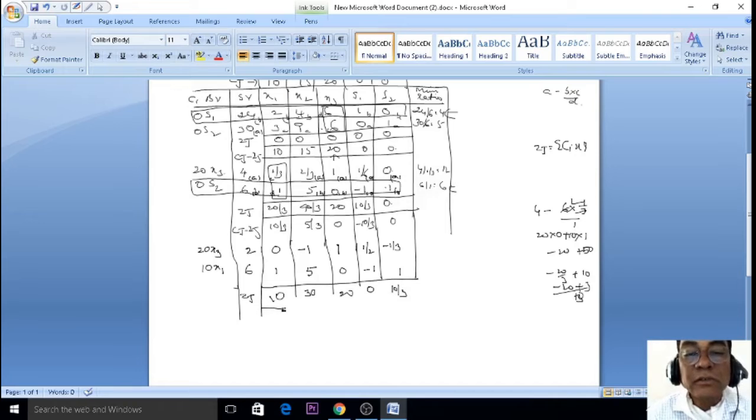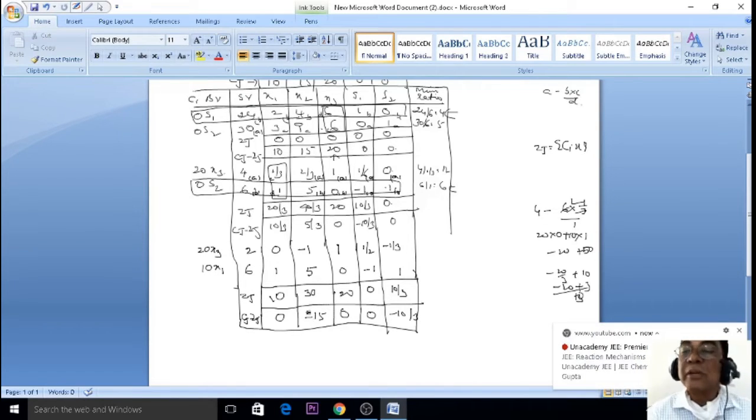The next point: Cj minus Zj, same thing. What are the Cj here? Top values. Here is 10. 10 minus 10, 0. Here 15. 15 minus 30, minus 15. 20 minus 20, 0. 0 minus 0, 0. 0 minus 10 by 3, minus 10 by 3. See here, the values of Cj minus Zj are zeros or negatives. So immediately stop the problem.